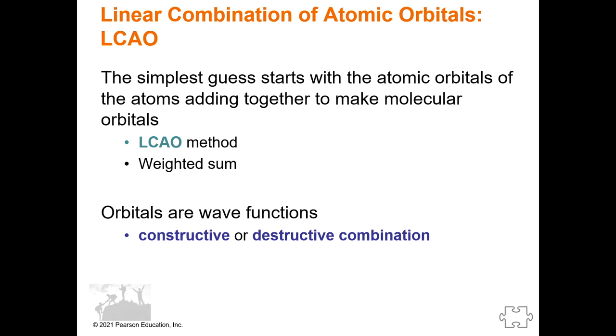We'll be using a method in this new theory called linear combination of atomic orbitals. That just means we're going to take all the s orbitals and p orbitals involved and combine them to form molecular orbitals. So just like with valence bond theory, when we're combining atomic orbitals to make hybrid orbitals, however many atomic orbitals we started off with, that's how many molecular orbitals we'll end with. And because we're going to be working with wave functions, we're going to see some constructive and destructive combinations of these orbitals.